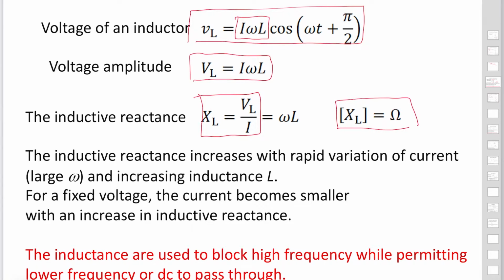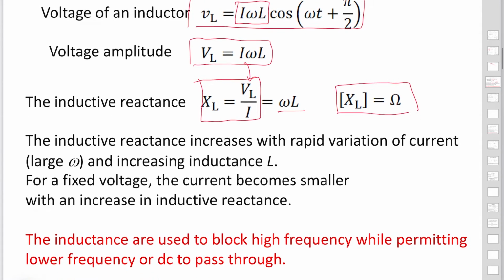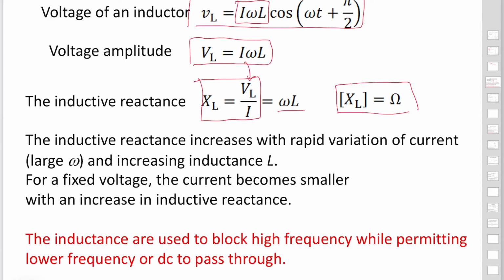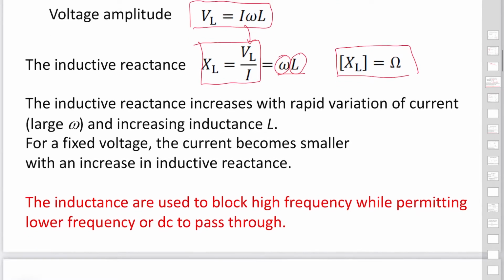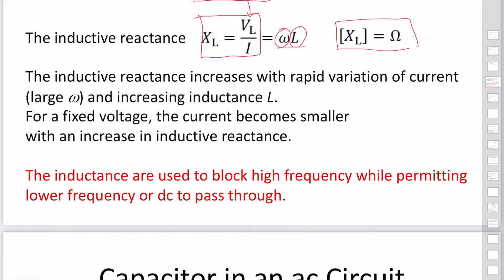Then if you substitute this V sub L here, inductive reactance is omega times L. Inductive reactance increases with rapid variation of current. Because omega is larger, inductive reactance increases. Or if you increase the inductance L, inductive reactance also increases. For a fixed voltage, the current becomes smaller with an increase in inductive reactance. Inductors are used to block high frequency while permitting lower frequency or DC to pass through.